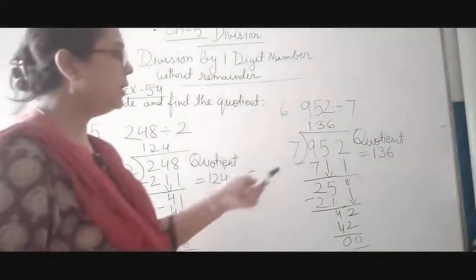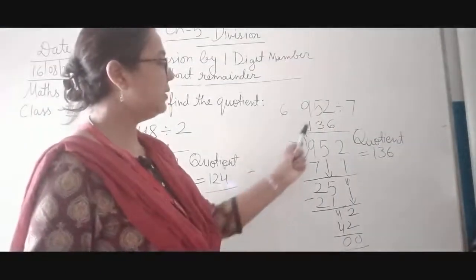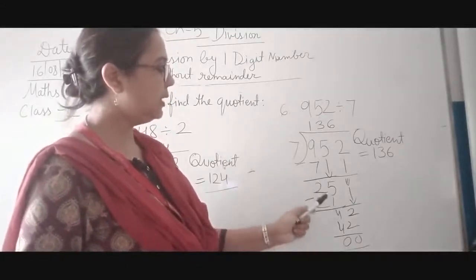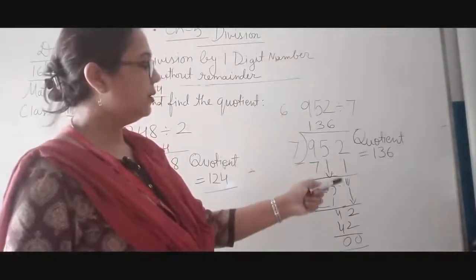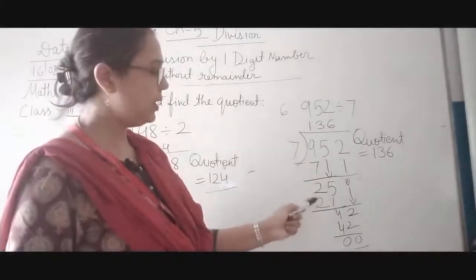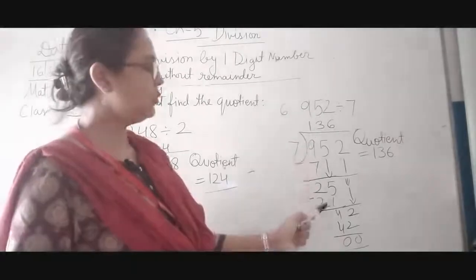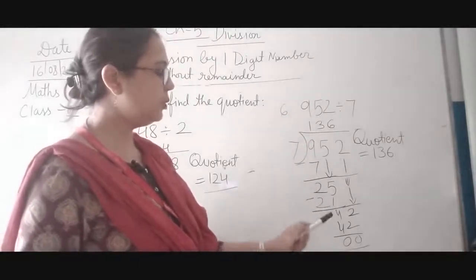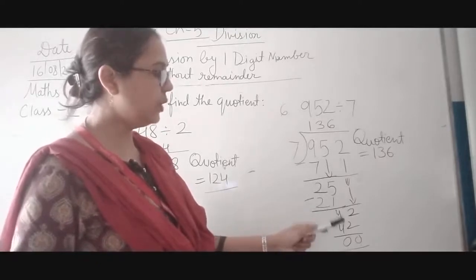First what have we done? First we have done 7 ones are 7. Okay, 2 is remaining over here. Then again we will bring down 5. After that it became 25. 7 threes are 21. Again we will get 4. We subtracted 21 from 25 and got 4, and 1 minus... 4 came.